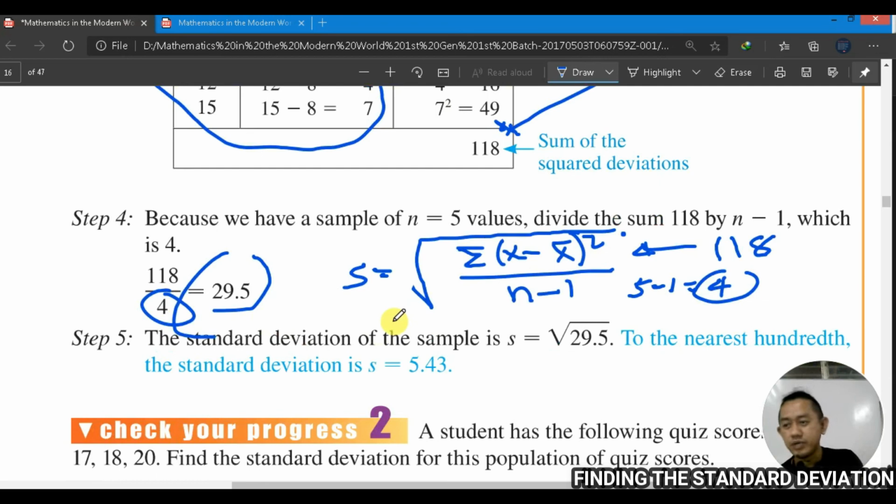Kay naa man kay square root. Square root. So, square root of 29.5, the result is 5.43. So, the last two digits lang ta sa decimal. There is hundredths.